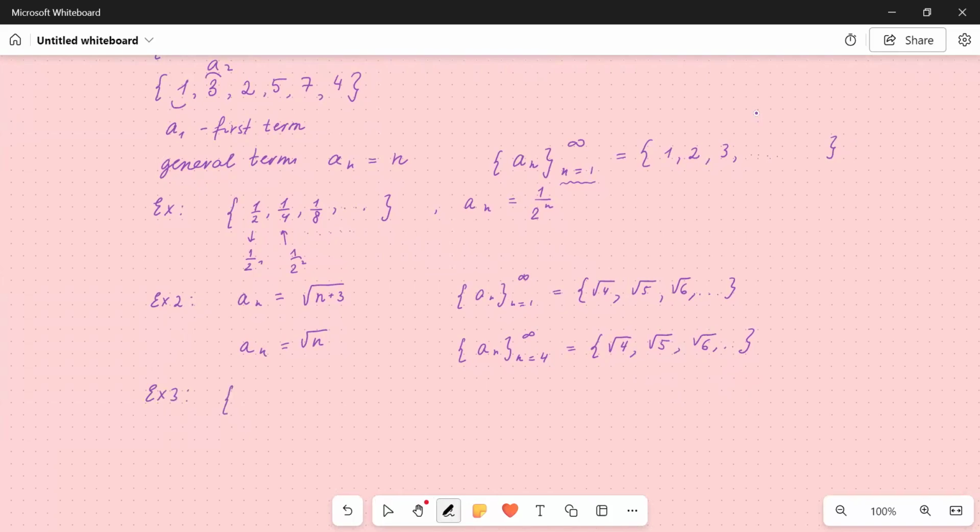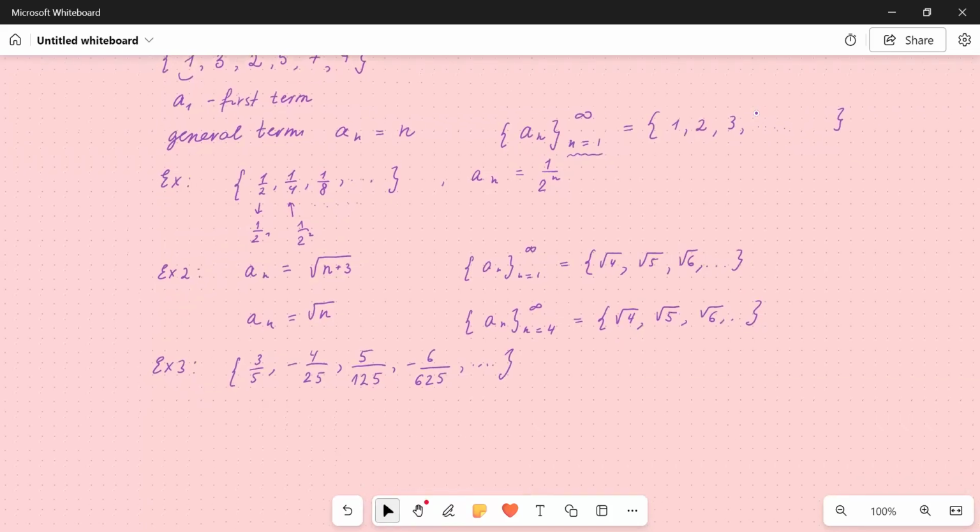I'm going to write down a sequence and we are going to investigate what kind of general formula can create this sequence. So right now I'm going to give you 4 terms. And I think it's going to be enough to make a statement about a general term. Let's consider a sequence, which consists of 3 over 5, minus 4 over 25, 5 over 125, and minus 6 over 625. So if we want to find a formula, a_n, what are we going to look for?